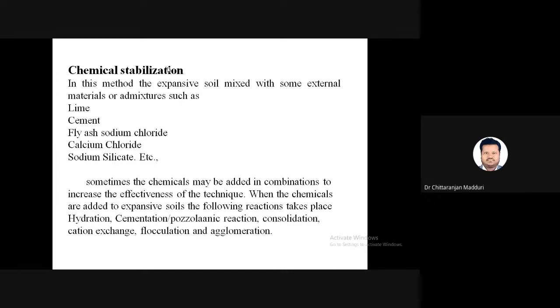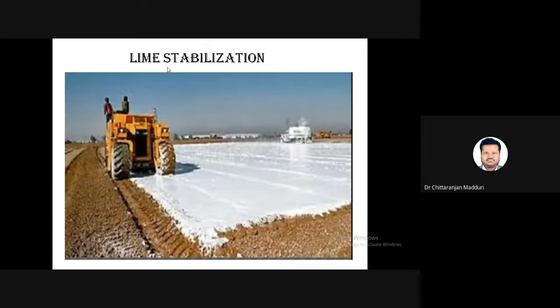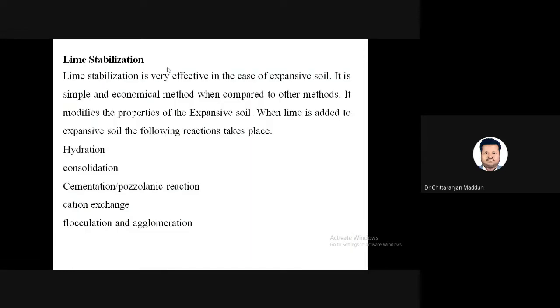When chemicals are added to expansive soil, the following reactions take place: hydration, cementation, pozzolanic action, consolidation, cation exchange, flocculation, and agglomeration. Coming to lime stabilization, it is very effective in the case of expansive soil. It is a simple and economical method when compared to other methods.